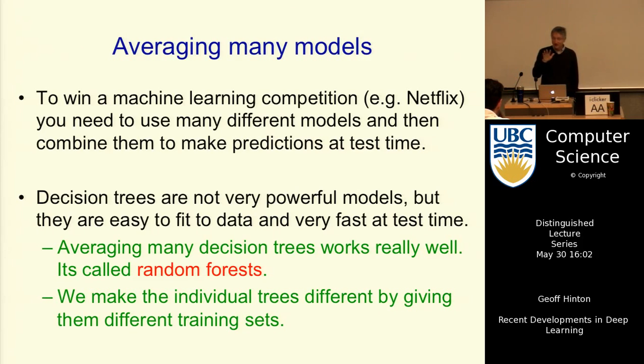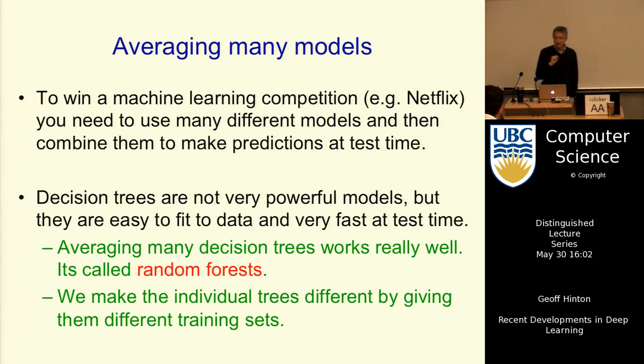So until recently, the way to average many models was to use decision trees. This was a technology that came from Leo Breiman. A decision tree is very fast to fit to data, and it's very fast to use at test time. So we can afford to fit lots of them, and we can afford to run many of them at test time. A decision tree is a fairly weak model. It's not nearly as powerful as a neural network. But you can fit a lot quickly and run them at test time. That's called random forests, and that works pretty well.